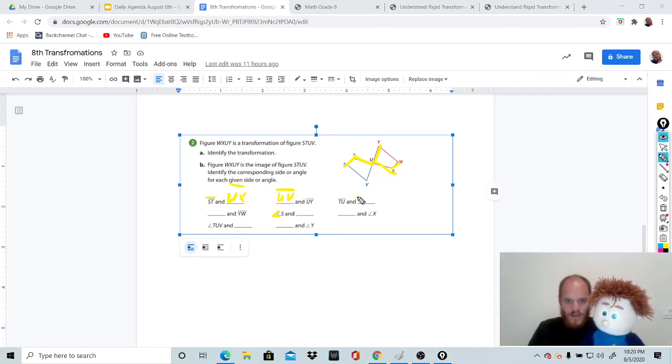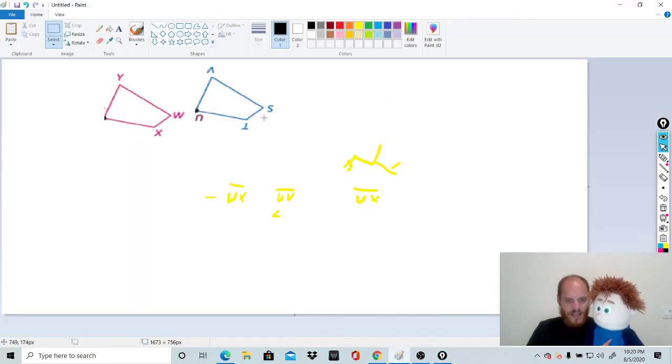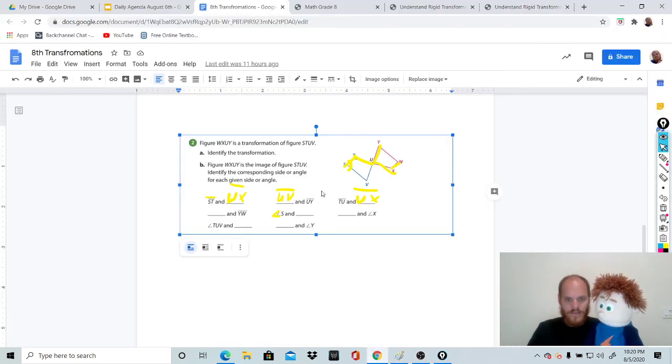UX. Exactly, UX. Okay. Alright, now let's look at these angles. So angle S would go with what? Oh man, angles are tricky. Angles can be a little bit tricky, yeah. Let's see. Okay, we're looking at angle S. Angle W. Yeah, angle W. Awesome. Good job. Beautiful. Alright, is it making sense? Yeah, I think so. Awesome.